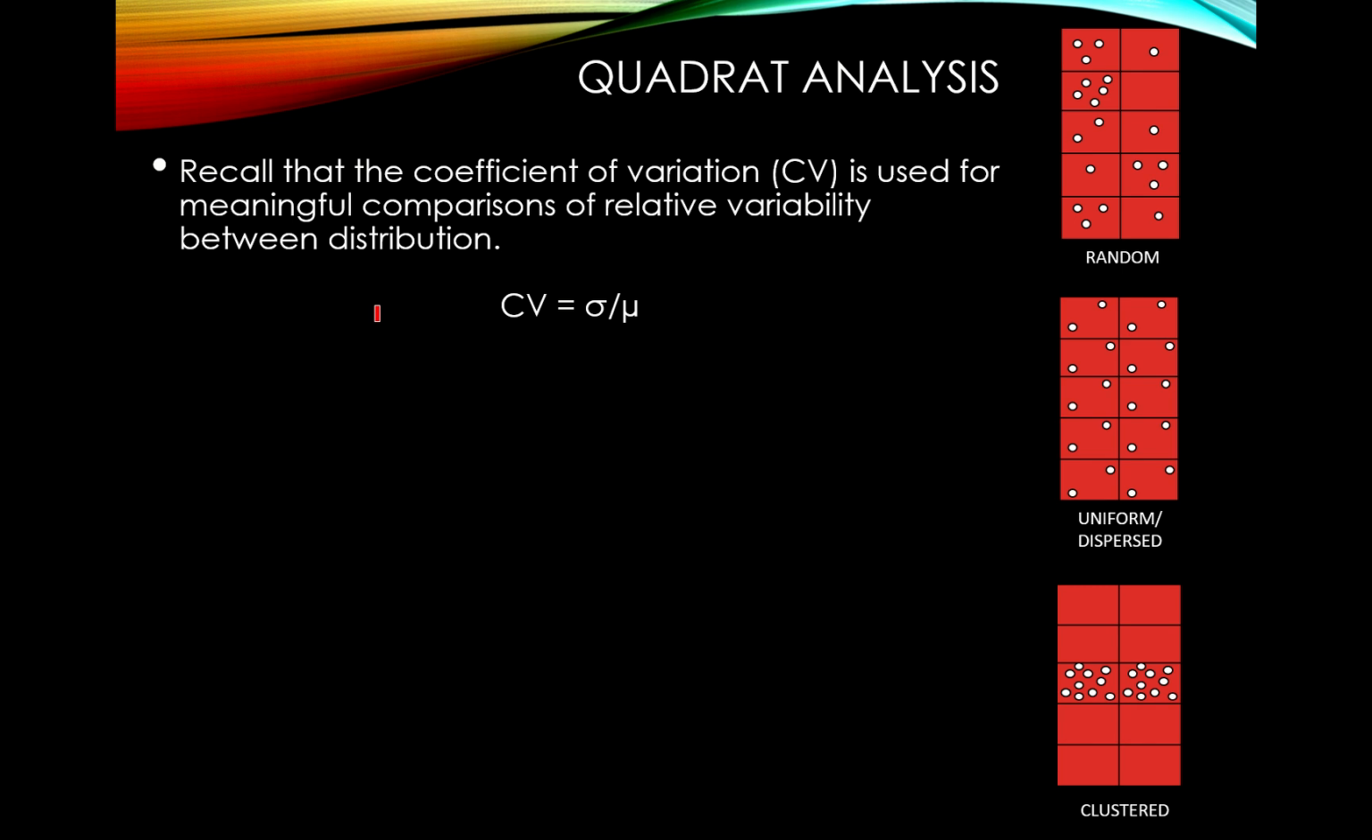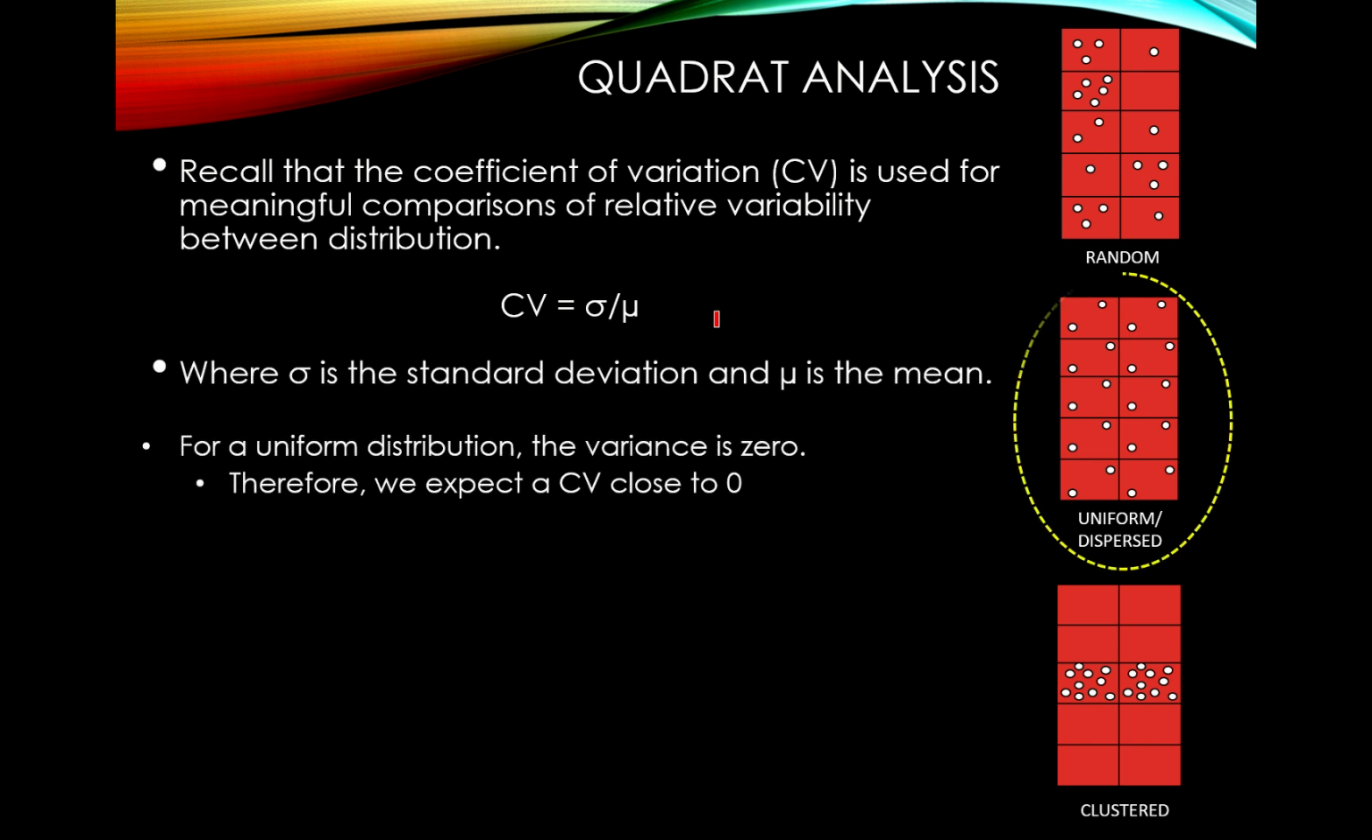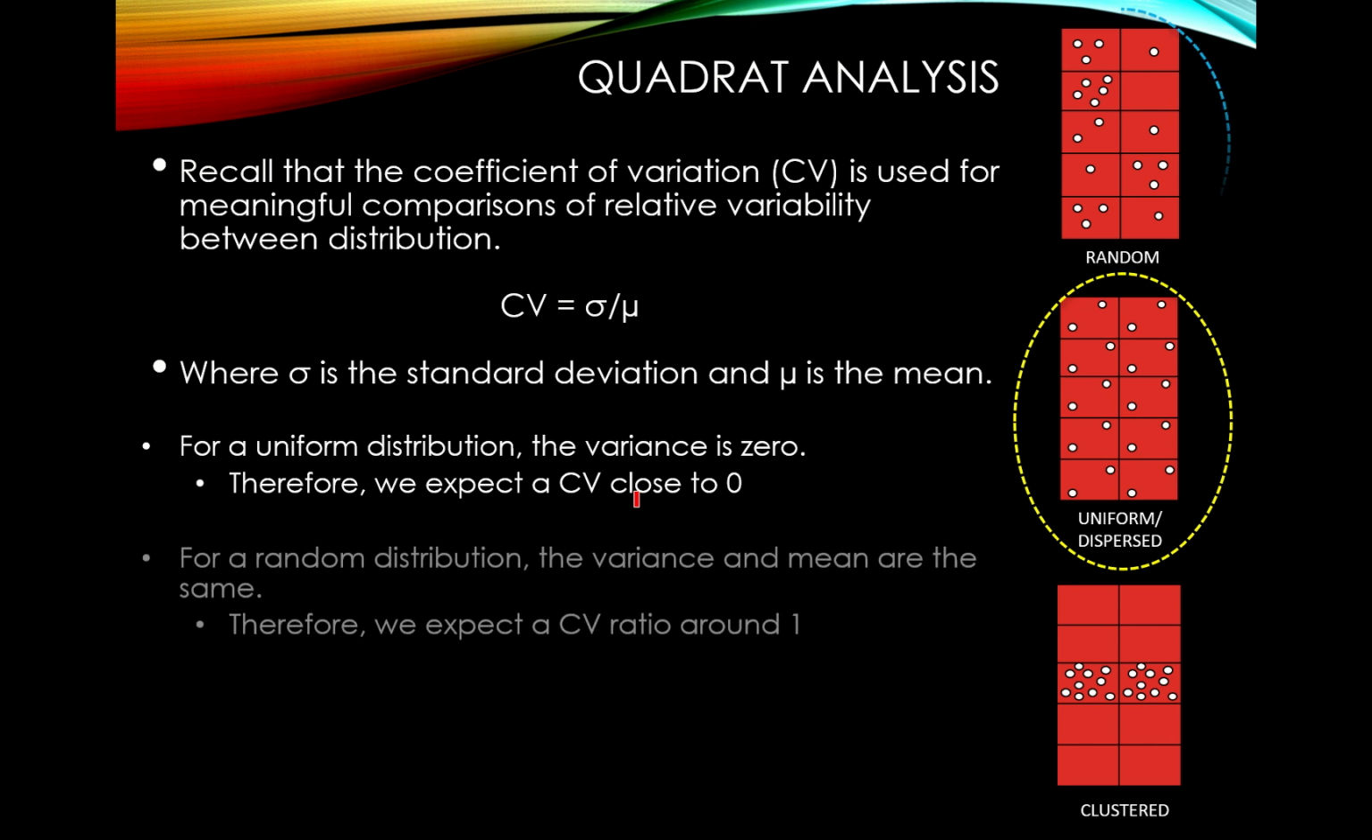So we can use something like the coefficient of variation, which you recall is the standard deviation divided by the mean of the data set, to assess the amount of variation in the point dispersion between our quadrants. So if we have a uniform distribution, our variance is going to be 0 or very close to 0. So when we have the standard deviation close to 0 divided by our mean, we're going to have something close to 0. So for a very uniform or dispersed quadrant analysis, we would expect a coefficient of variation very close to 0.